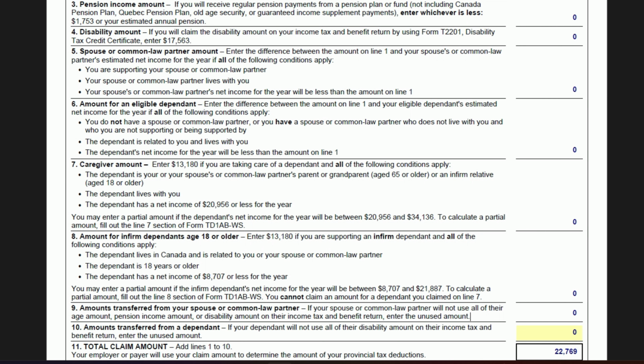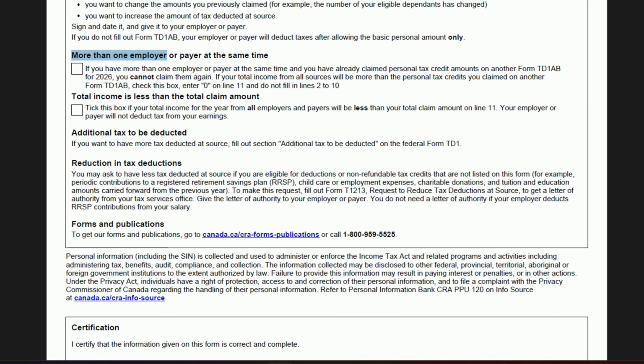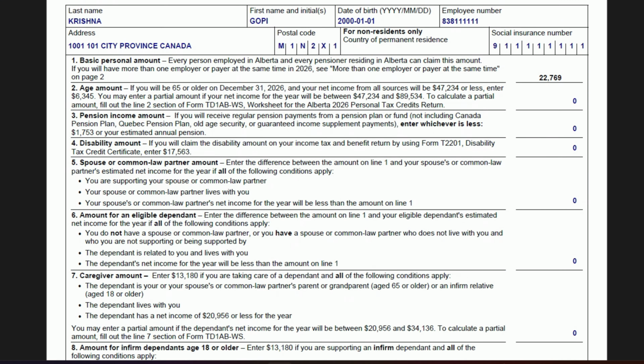And then once all the entries are made, you see here the total claim amount. All I have done is added up everything from line 1 to line 10. Here, if you had more than one employer or payer at the same time, you would have already filled this form with the previous employer, and there all the tax credit information would have been given. If that is the case, where you have already claimed the personal tax credit amount, in that case, you cannot claim them again. If your total income from all sources will be more than the personal tax credit you claimed, that is this amount. If your total income is beyond this, in that case, you would not be claiming again.